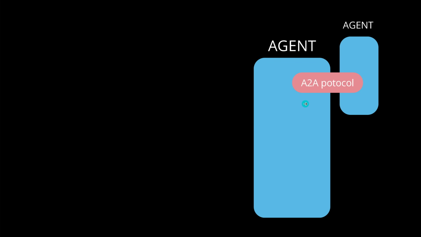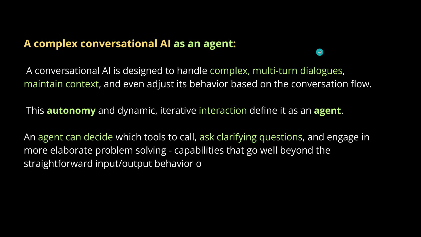It is something completely different if we go from agent to agent. Then we now use the new Google protocol, published 3 days ago, the Agent2Agent Protocol. Now we have a different situation because we have a conversational AI as an agent. So we have complex multi-turn dialogues between our agents. We will maintain the context, we will have a log file, and we will adjust the behavior based on the conversation flow. And this autonomy and this dynamic, this iterative interaction between the agents, is exactly what defines an agent. A tool does not have this degree of autonomy.